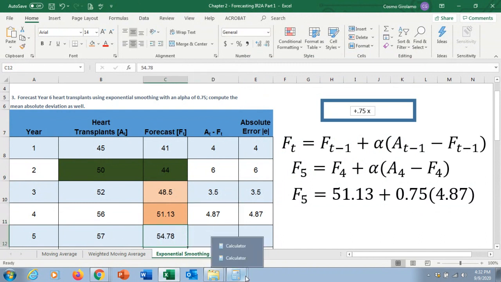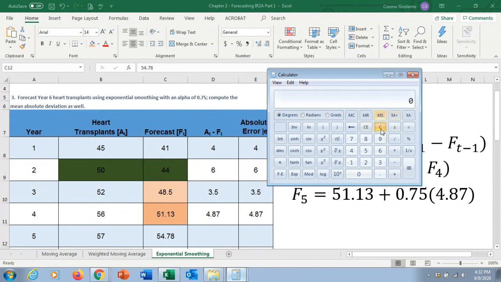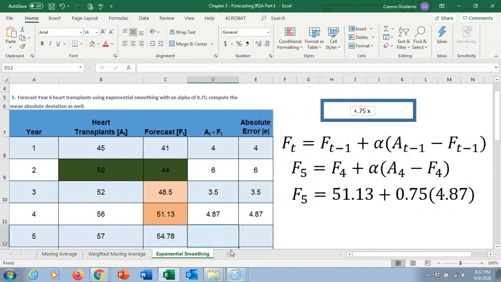How far off was I? So 57 subtract 54.78 gives me a difference of 2.22. Again, in this case, the absolute error is the same as the error because I was too low.